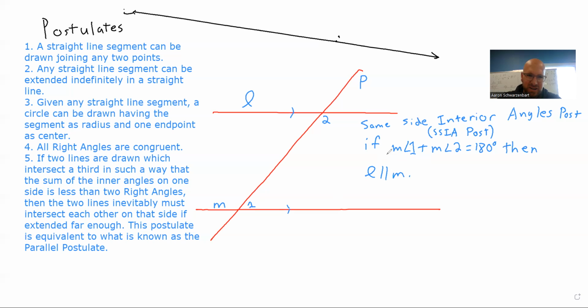So the same side interior angles postulate is a little bit of a summary of this: if the measure of angle 1 plus the measure of angle 2 equals 180, then L is parallel to M. Or, if same side interior angles add to 180, then the lines are parallel. So we're going to do a little proof of this.